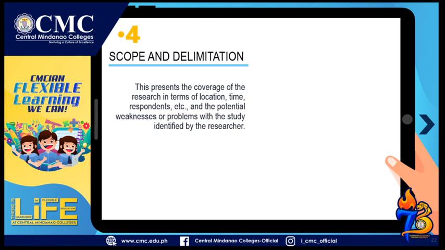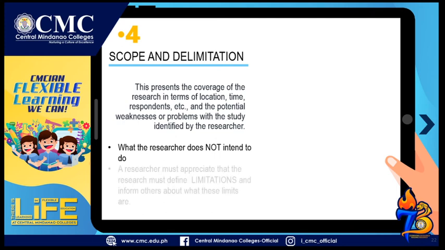For example, you're talking about the senior high school of the Central Mindanao Colleges, school year 2020-2021. So their students in grade 11. So only grade 11 for that school year. These are the respondents. So that's the scope and the limitation: what your research covers, and what the researcher does not intend to do.